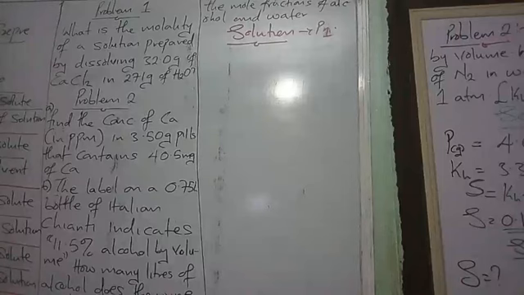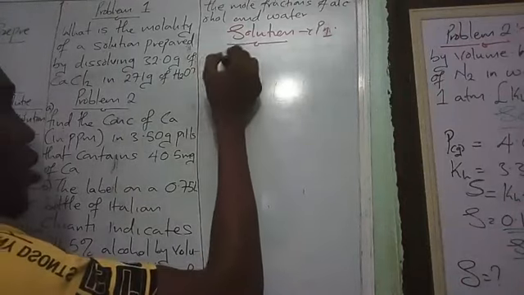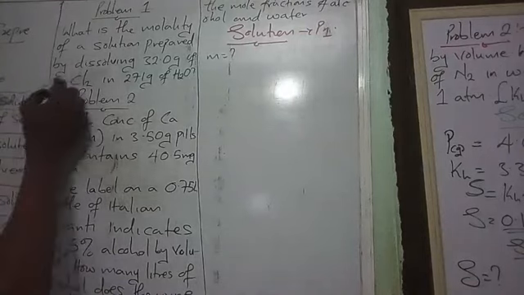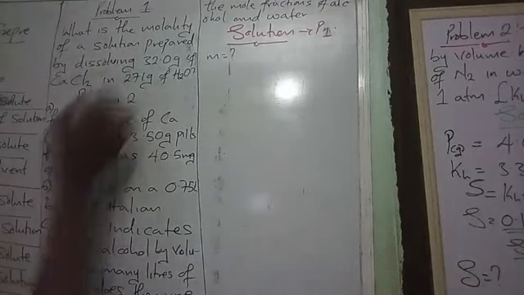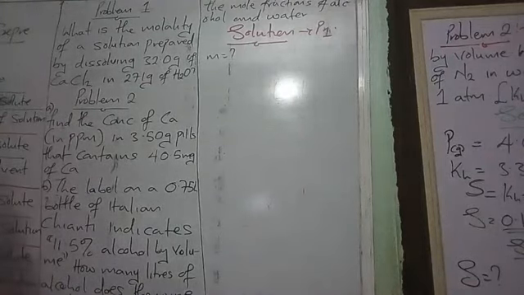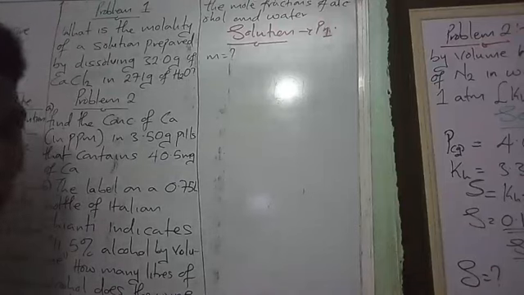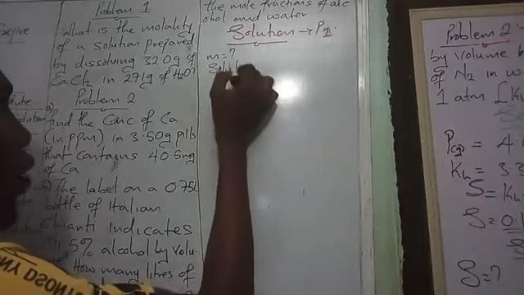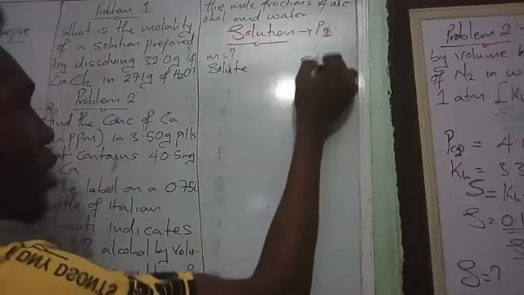So what's the molarity? We are looking for molarity here, of a solution prepared by dissolving 32.0 grams of CaCl2 in 271 grams of H2O. In any question like this, the first thing you have to do is identify which one is your solute and which one is your solvent.